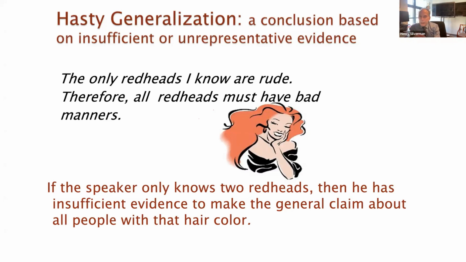Again, the speaker only knows two redheads, and now generalizes, and we do that in research a lot of times. That's why, again, sample size is important, and you also want good representation in the sample. We talk about a biased sample or an insufficient sample size, or consent bias. If you don't have a good representative sample, then you're going to get a hasty generalization.